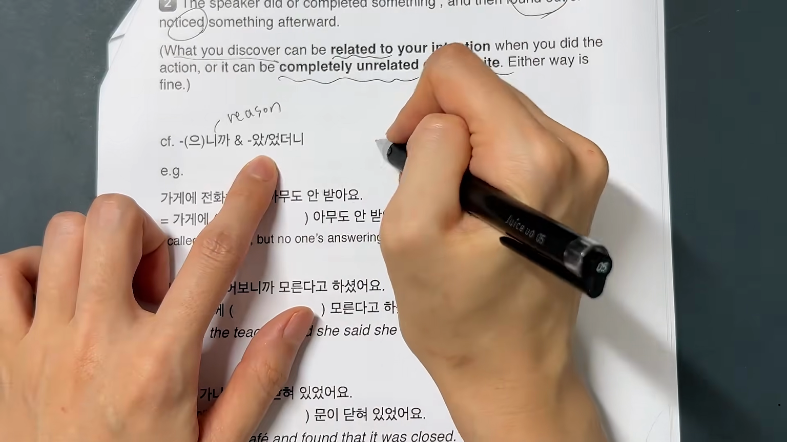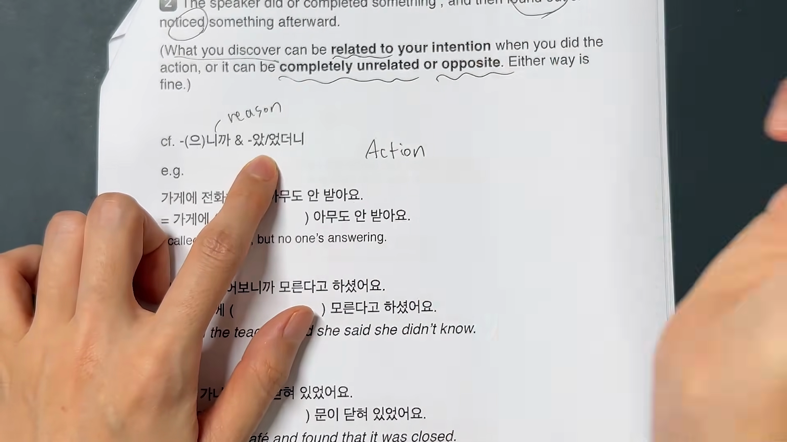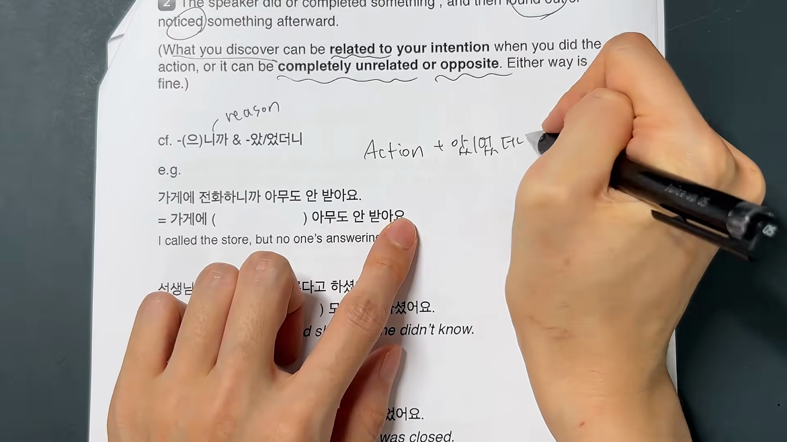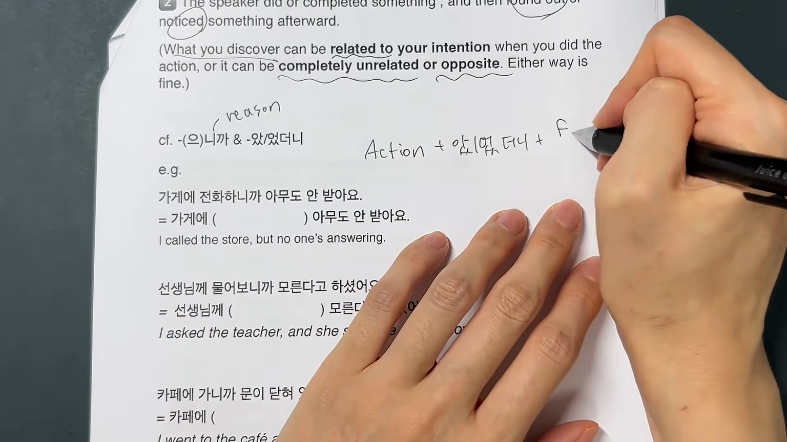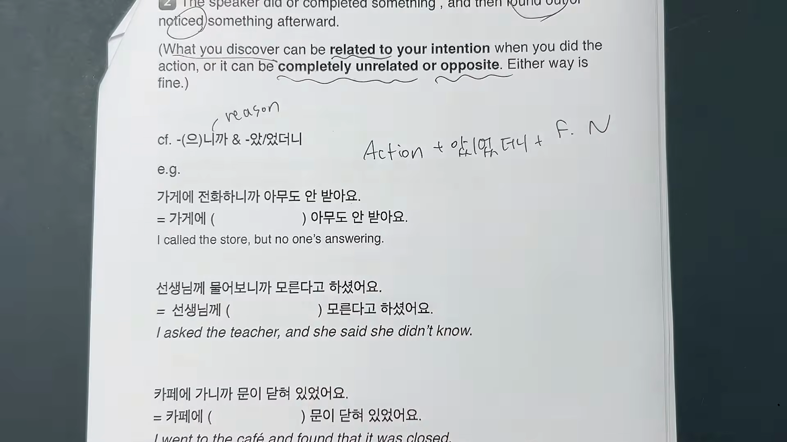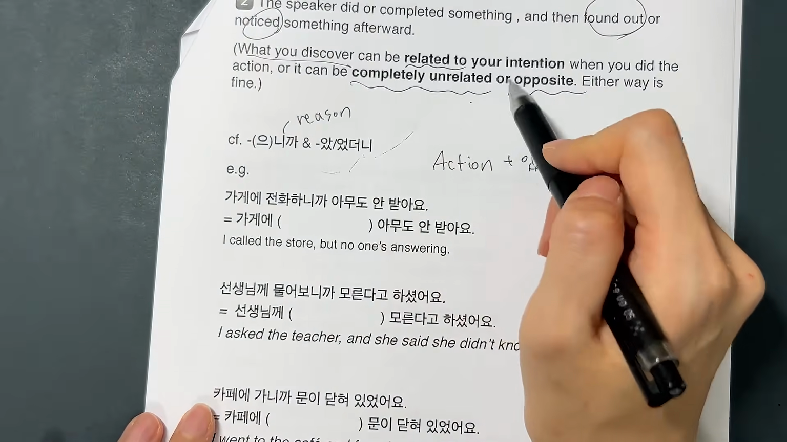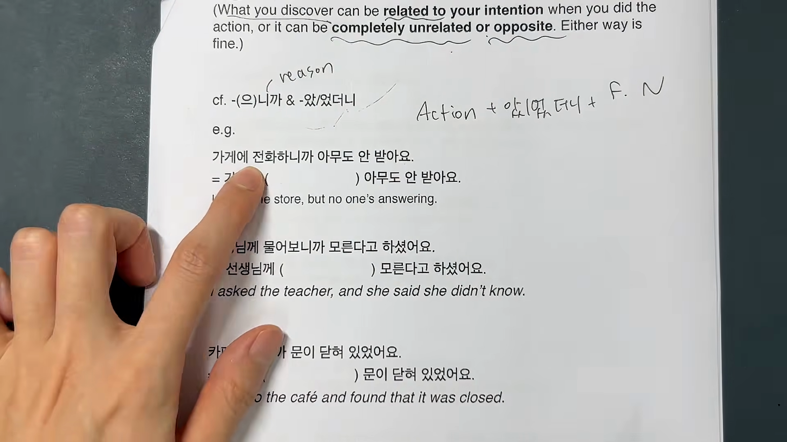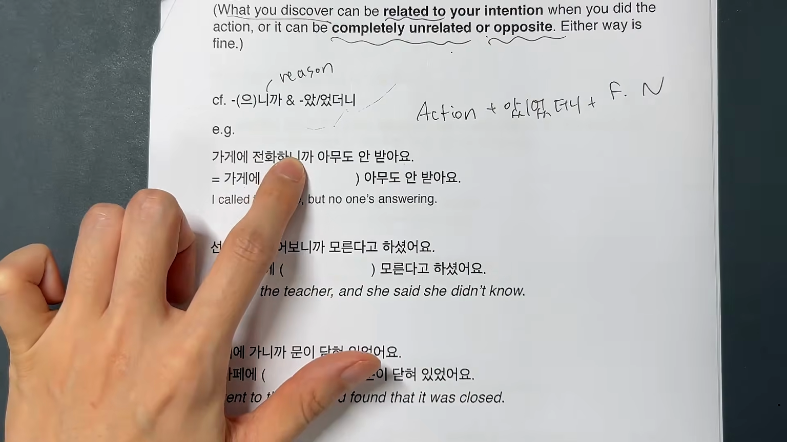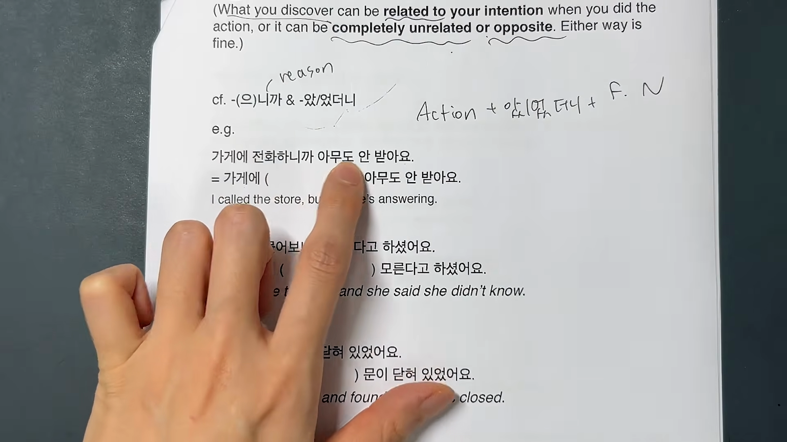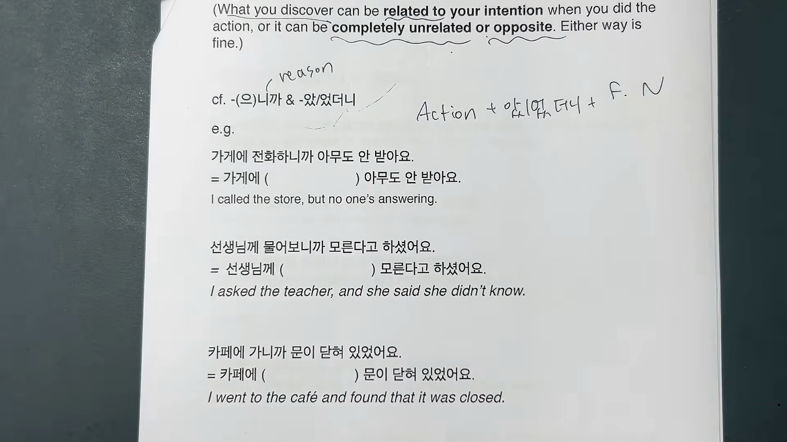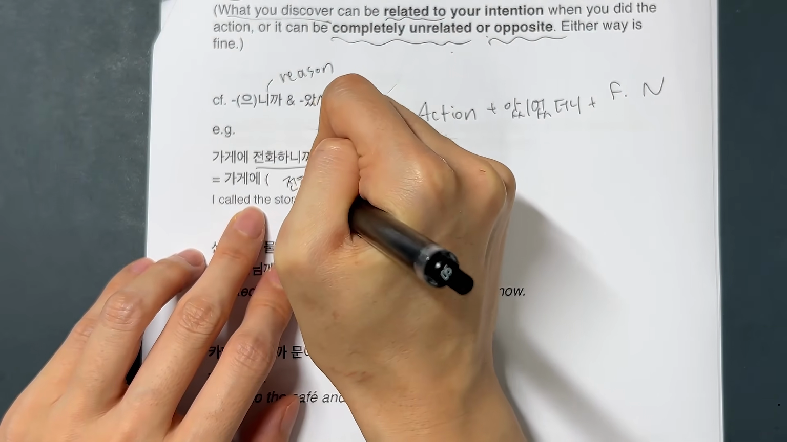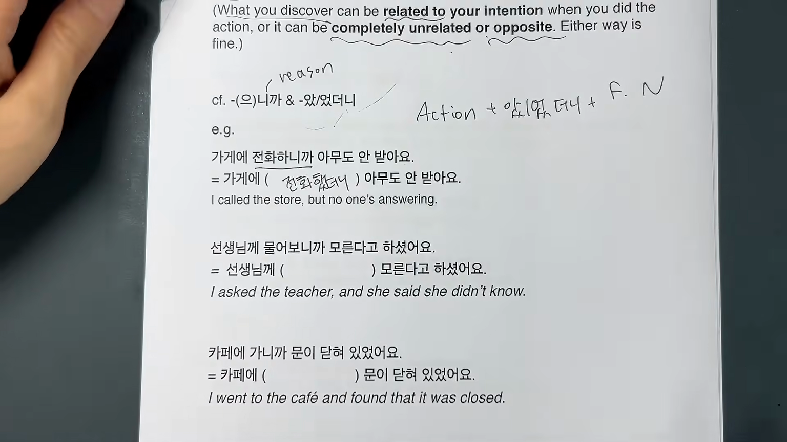And 았/었더니 works the same, guys. It's used when you do something and then you find out or notice something afterward. So when 았/었더니 is used in this usage, it can be interchangeably used with 으니까. So 가게에 전화하니까 I called the store and I discovered 아무도 안 받아요. No one's answering. Can also say 가게에 전화했더니 아무도 안 받아요.